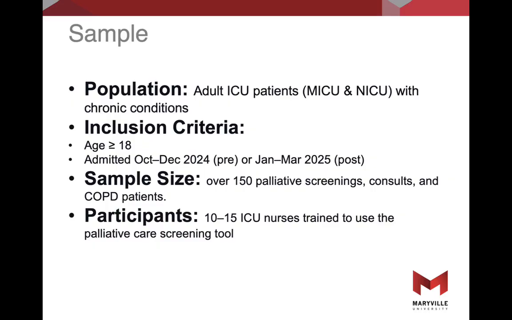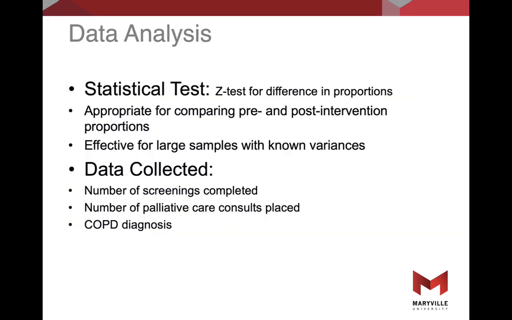So it was good to talk with them, and they were excited about this project. For my sample size, I got over 150 palliative care screenings together with the consults and the COPD patients. We got the total number within that 6 month period. For my data analysis, I used a statistical test. We did a Z-test. Z-test is better when you're trying to compare two populations.